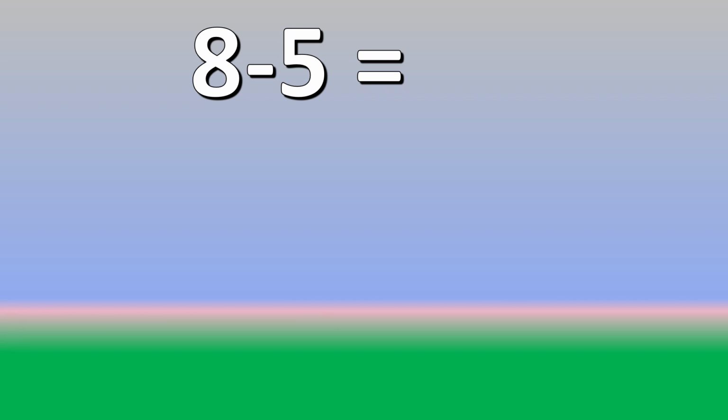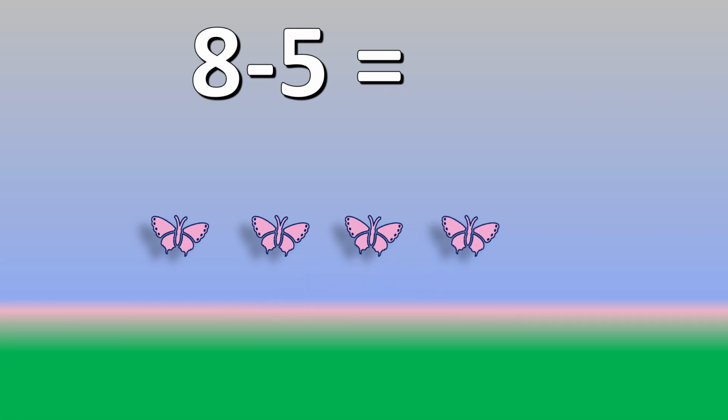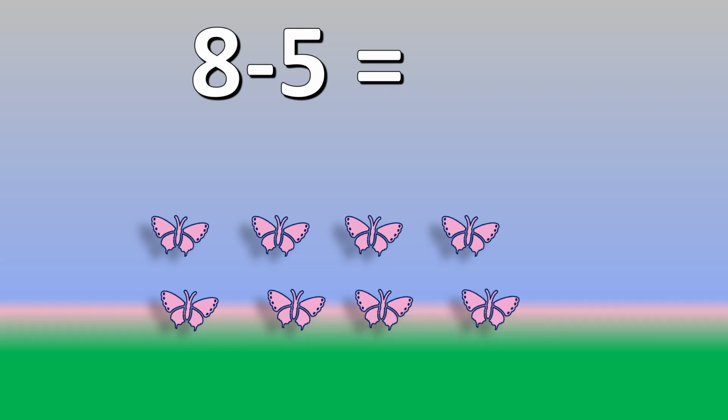8 minus 5 equals to... 1, 2, 3, 4, 5, 6, 7, 8. Minus 5 means 5 butterflies will go away.